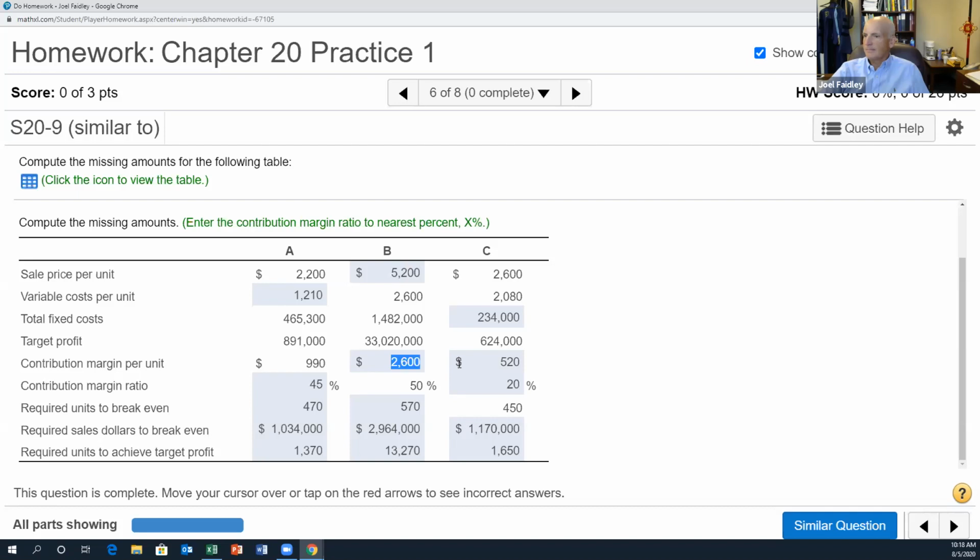All right. 2,600 minus 2,080 gives you 520. And that gives you your contribution margin ratio. And so based on required units to break even, it's going to drive your 234,000 fixed cost. All right, that's a pure math problem. Number 7.